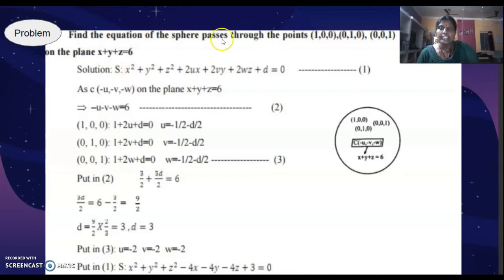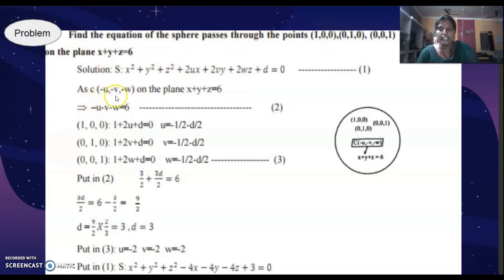Okay, next one is: find the equation of a sphere that passes through the points (1, 0, 0), (0, 1, 0) and (0, 0, 1) and whose center lies on the plane x + y + z = 6. Here they have given 3 points, that is, the sphere passes through the 3 points and the center of the sphere lies on the plane x + y + z = 6. First let us write the general equation of a sphere.